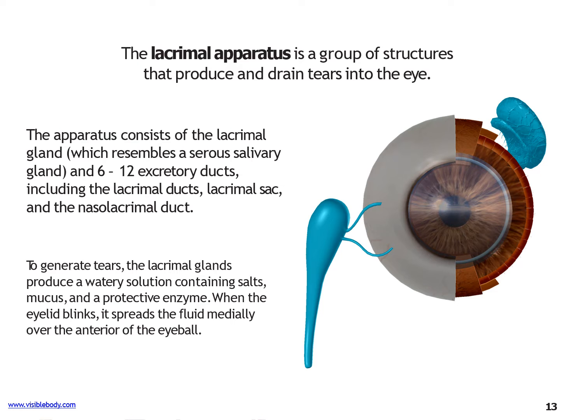The lacrimal apparatus is a group of structures that produce and drain tears into the eye. The apparatus consists of the lacrimal gland, which resembles a serous salivary gland, and 6 to 12 excretory ducts, including the lacrimal ducts, lacrimal sac, and the nasolacrimal duct. To generate tears, the lacrimal glands produce a watery solution containing salts, mucus, and a protective enzyme. When the eyelid blinks, it spreads the fluid medially over the anterior of the eyeball.